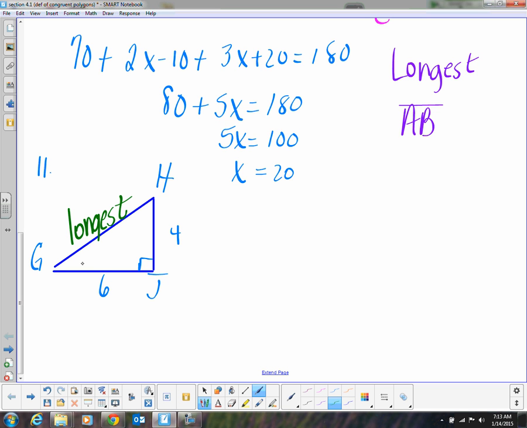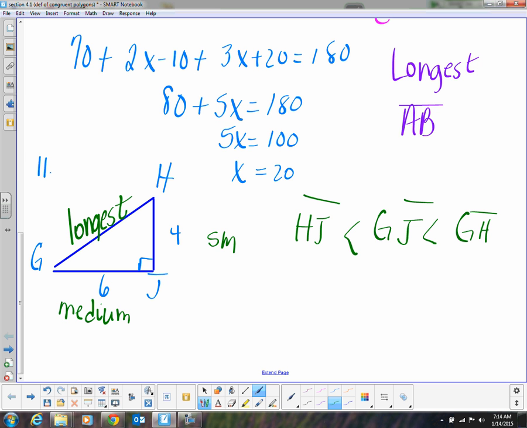Okay, now, if that's the longest, where's the medium? Because that's 6. And where's the small? HJ. So they want small to large. Am I doing well? So then we've got GH. Next.